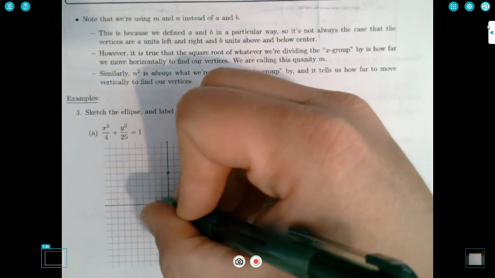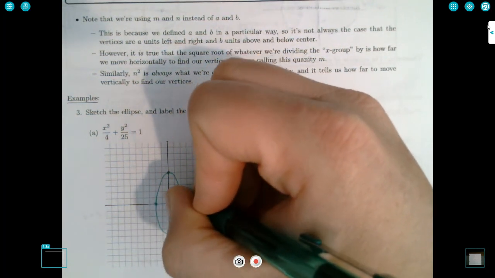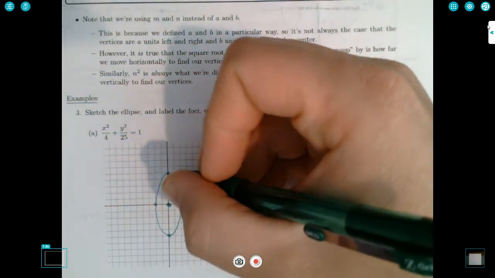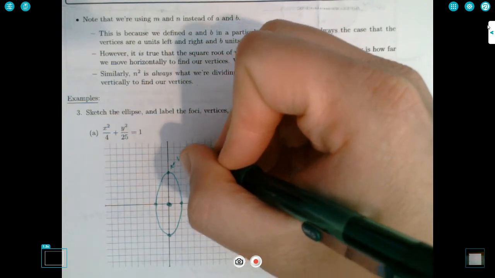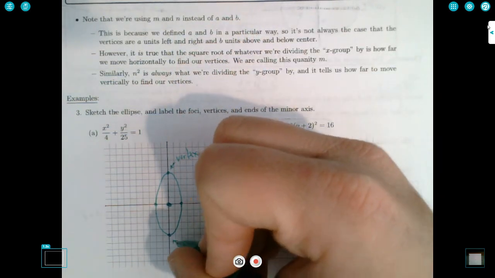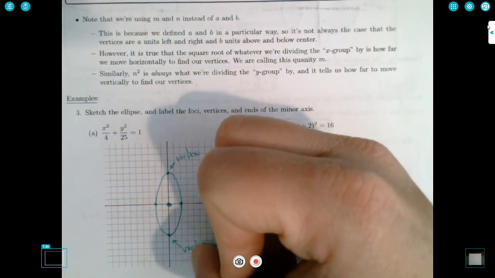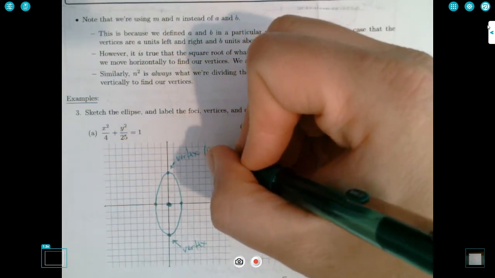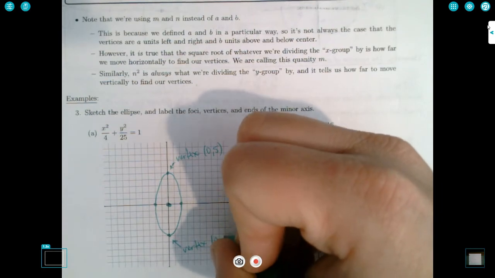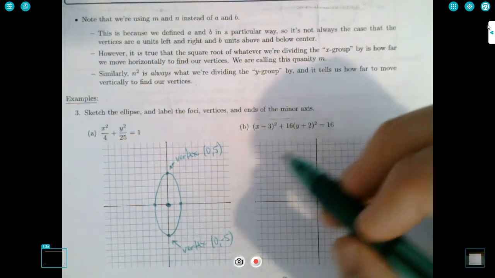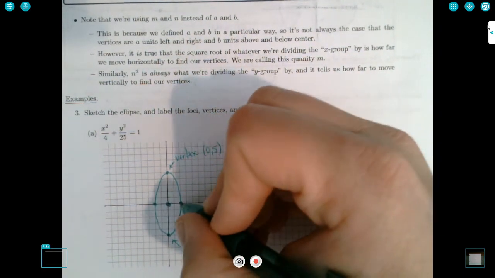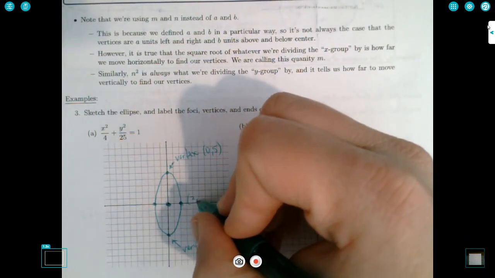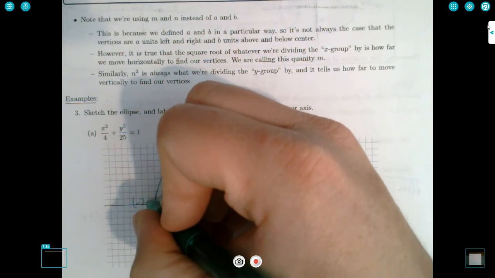And there's your ellipse. Now we were supposed to also label, so we've got the vertices. These would be vertices, right? This vertex is at (0, 5), obviously. This one's at (0, negative 5). These are the ends of the minor axis. This one is (2, 0). This one's (negative 2, 0).